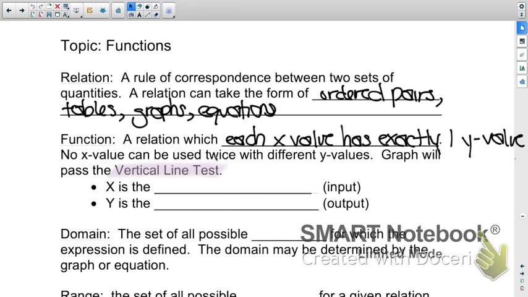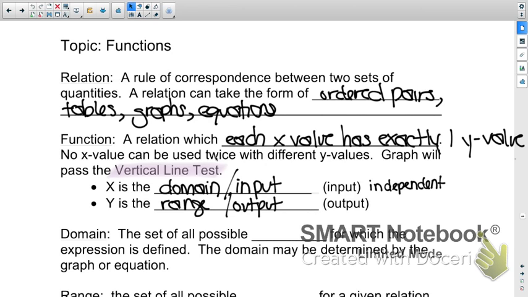In a function, x is known as several different things. One is the domain, or the input of the function. Y is the range, or the output. You can also call the x the independent variable, where the y is the dependent variable. You often see those names as well.